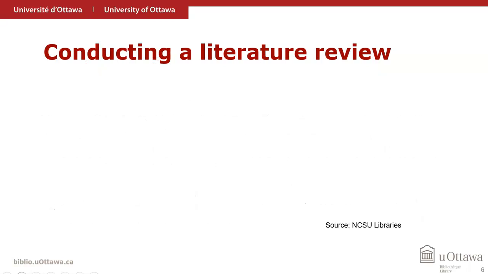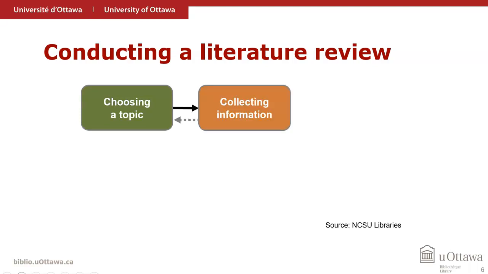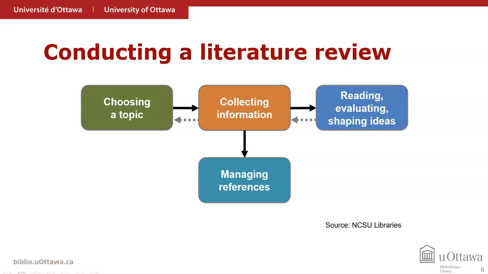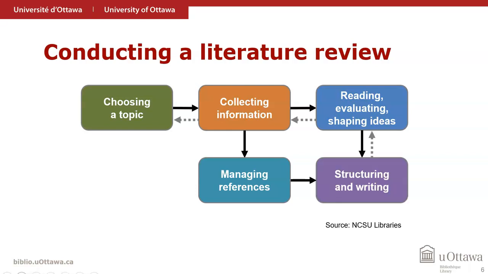These are the steps involved in conducting a literature review. First, you'll start by choosing a topic. Then, you'll collect the information through literature searches. You should manage your references by keeping track of which information sources you'll include in your literature review. As you read the publications from your searches, you'll be evaluating the information that will shape your ideas about your research topic. Lastly, you'll think about how to structure and write your literature review or research paper.